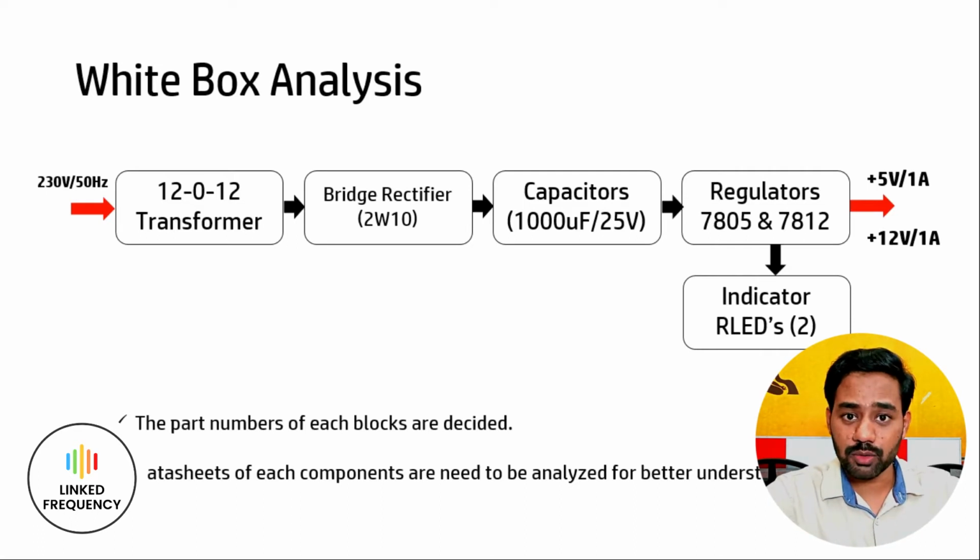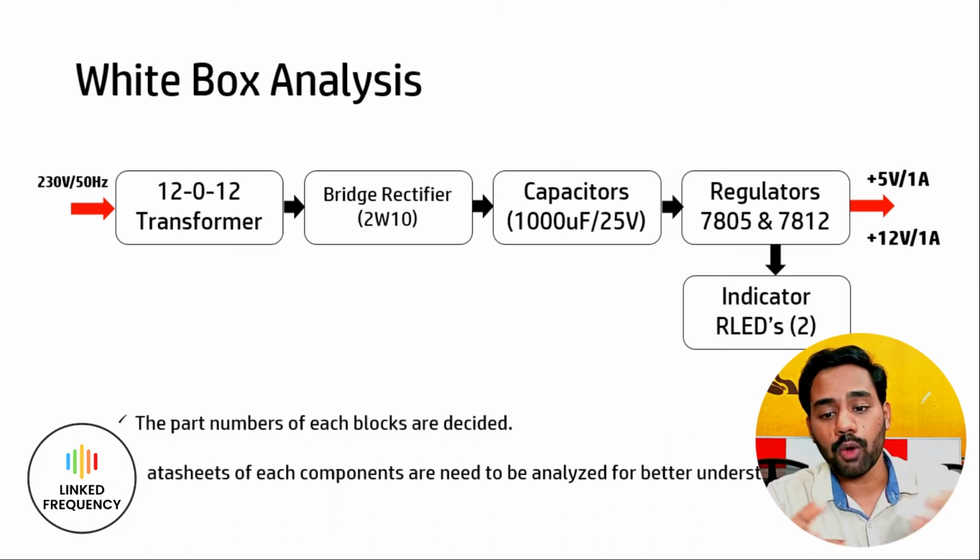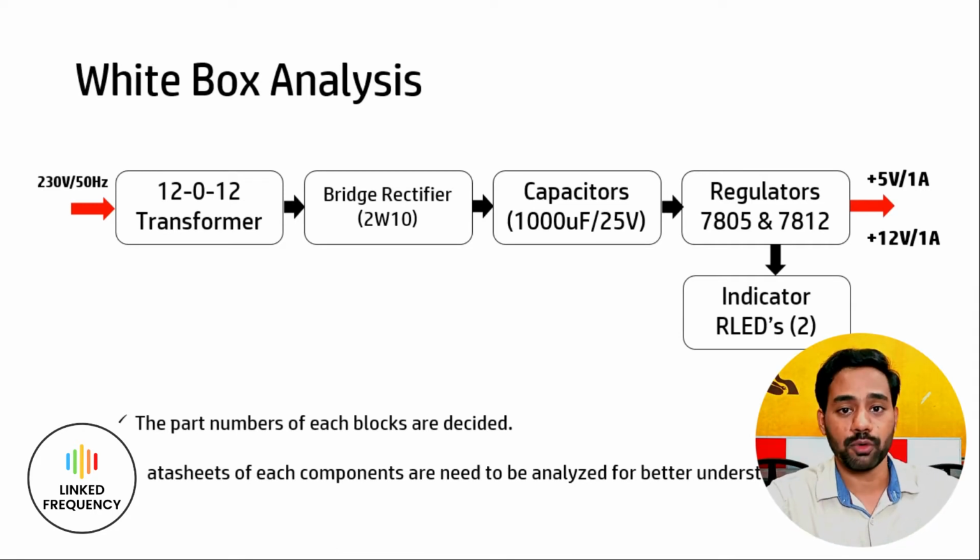Why are we selecting a 12-0-12 transformer? So that we can use the two outer poles and connect them together to make it a 24 volt AC. If we use a 24-0-24 volt transformer, it is very costly. We also need to look into cost effective solutions and cost effective components. That's why we are using a 12-0-12 and making it a 24 volt.